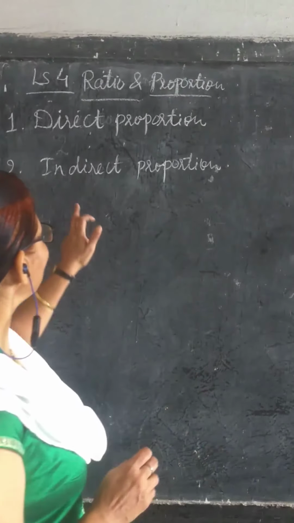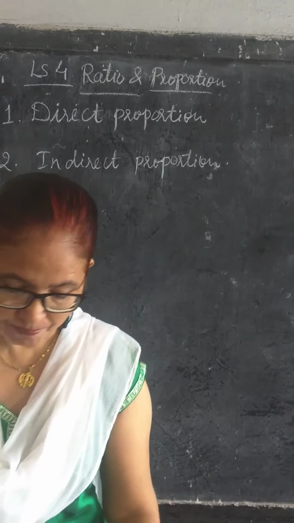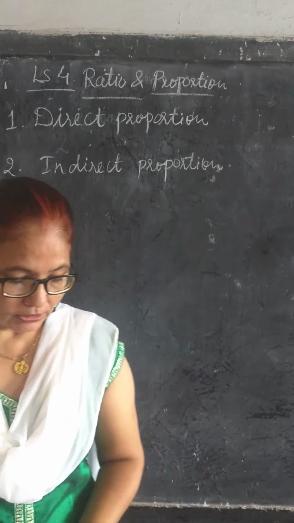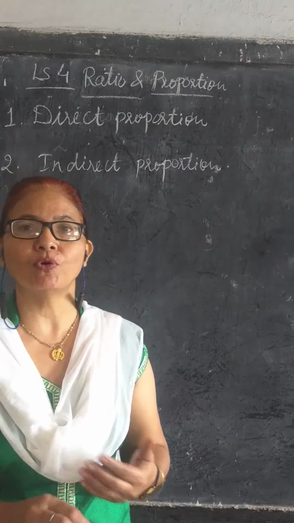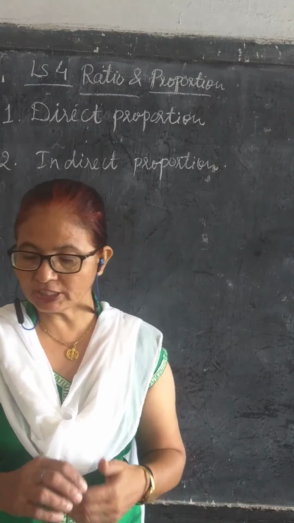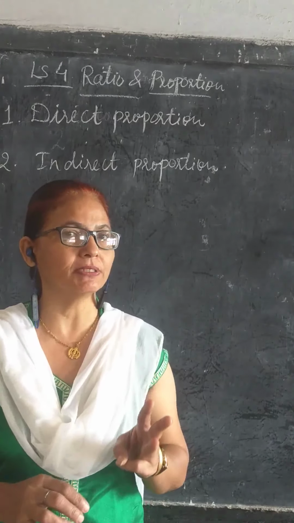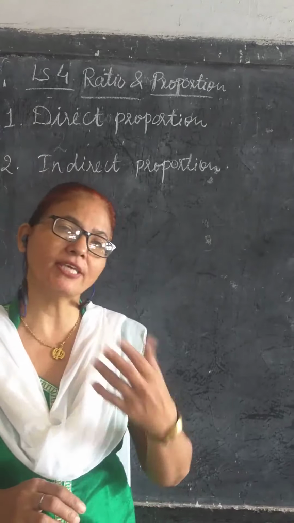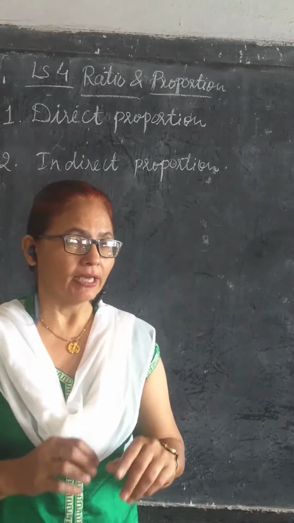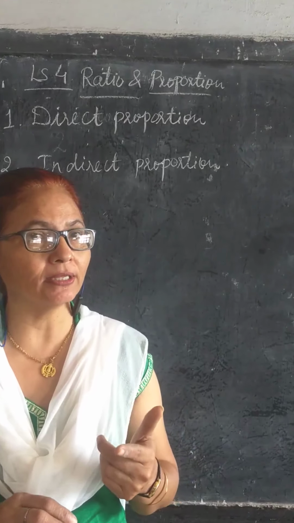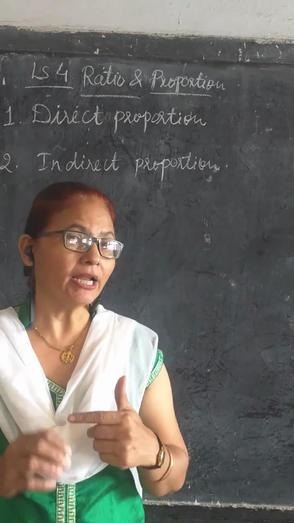Now let's see one simple example for indirect proportion. What is meant by indirect proportion? Suppose three persons want to repair a road. If the road is repaired by three persons in 4 days, and the same road is repaired by 10 persons, now you tell me, will they need the same days, more days, or fewer days? They will need fewer days.